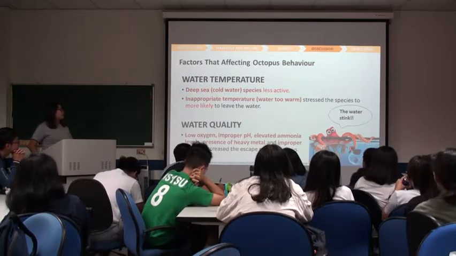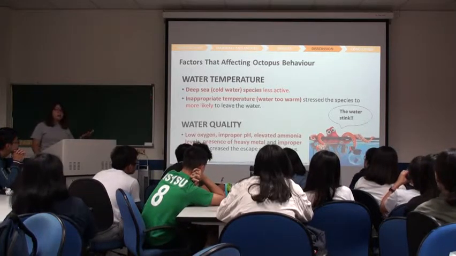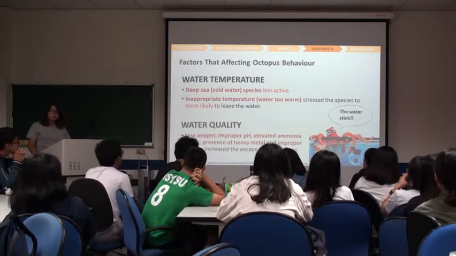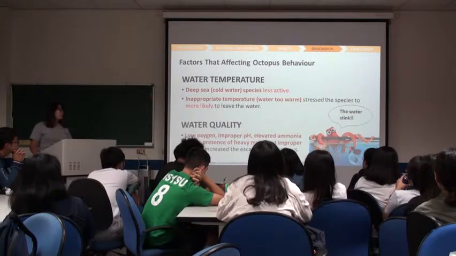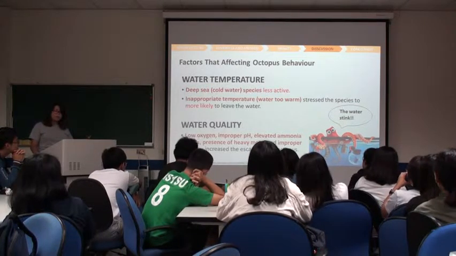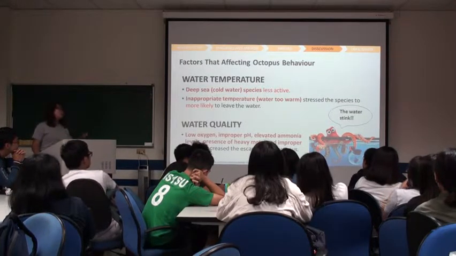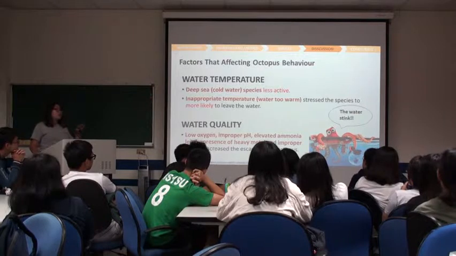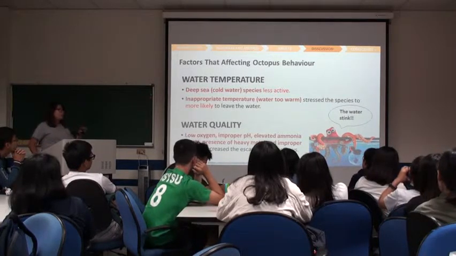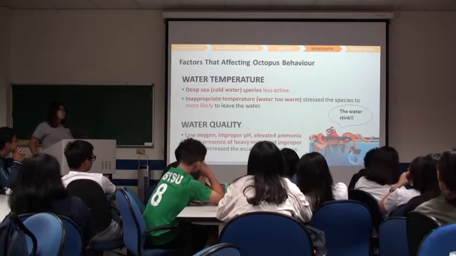And for the water quality, such as low oxygen, improper pH value, elevated ammonia levels, presence of heavy metals, and improper salinity will increase the escape rate of octopus. You will not want to live in dirty water too.